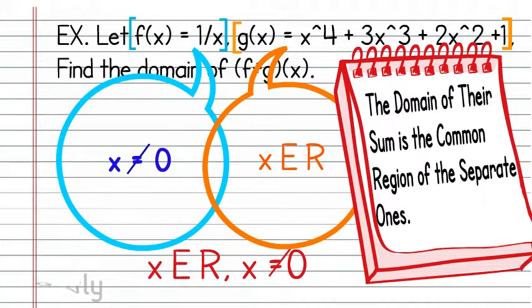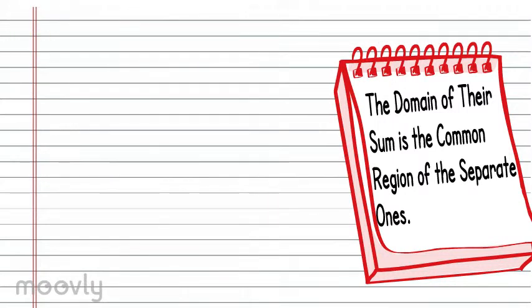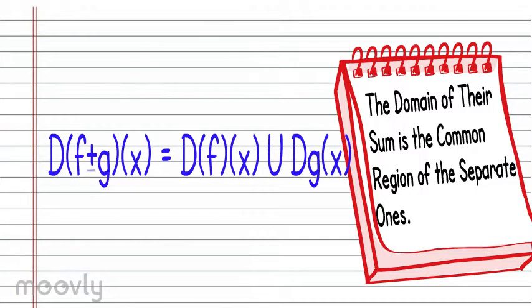In short, an easier way to remember how to find the domain of a combined function is that D(f plus or minus g)(x) equals D(f)(x) union D(g)(x).